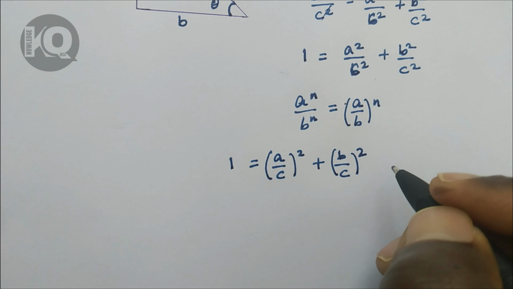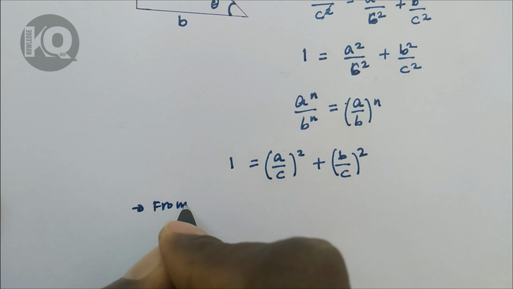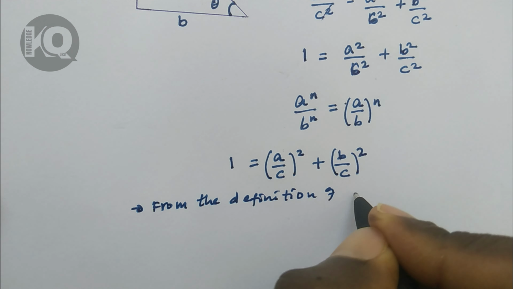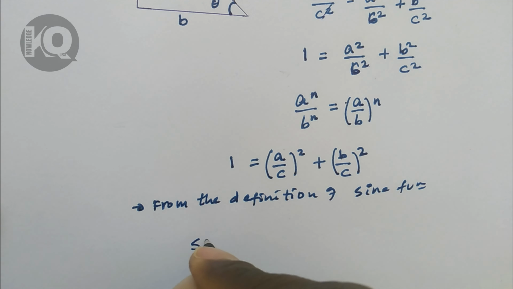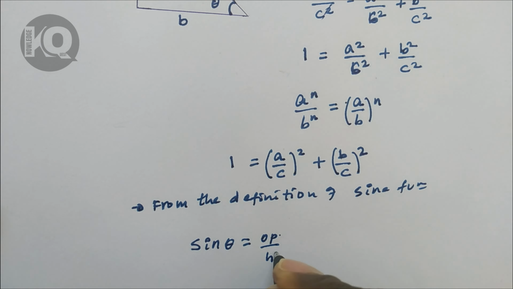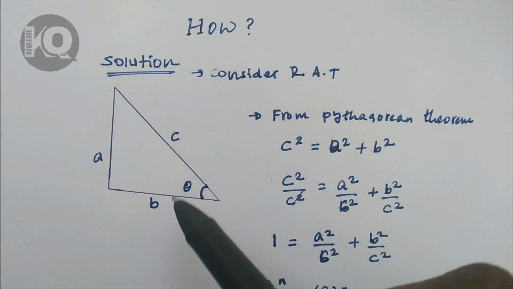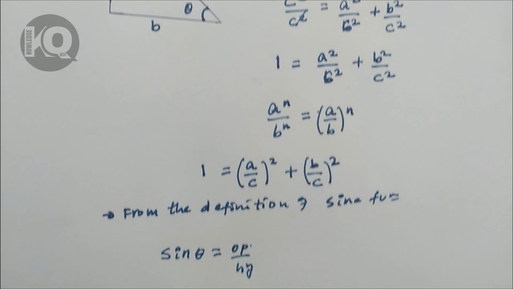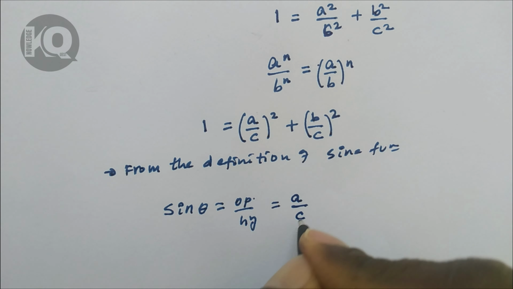And having this expression, from the definition of sine function, we know that sin theta is equal to opposite divided by hypotenuse. So according to our figure, the opposite for this angle is A and the hypotenuse is C. So this will be equal to A divided by C.